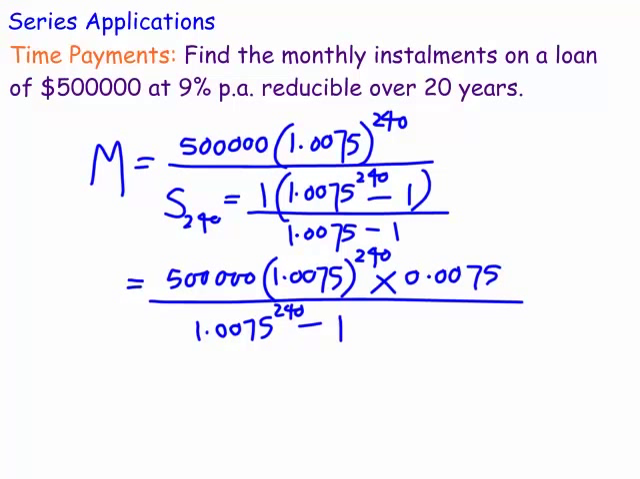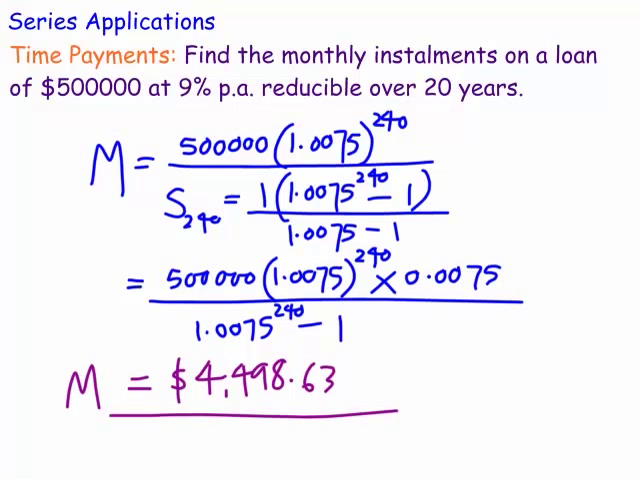When you actually do this, you end up getting that your monthly installment turns out to be about $4,500. Actually, it works out to be $4,498.63. Over the life of the loan, you end up paying back about double. I think it turns out to be about $1,079,671. So over the life of that loan, you've actually repaid the bank a bit more than $1 million.